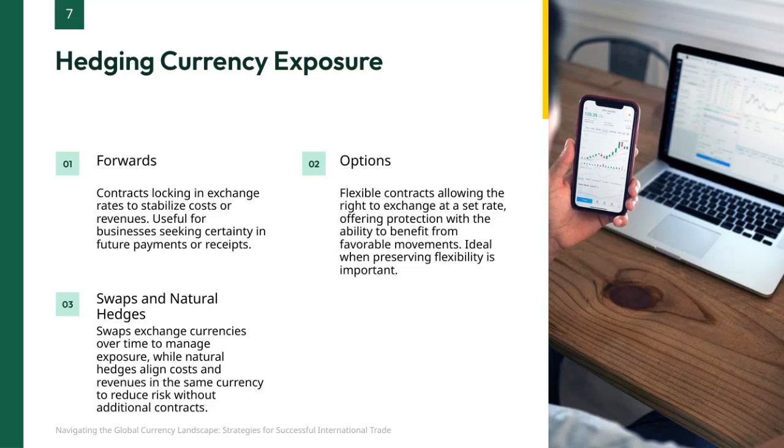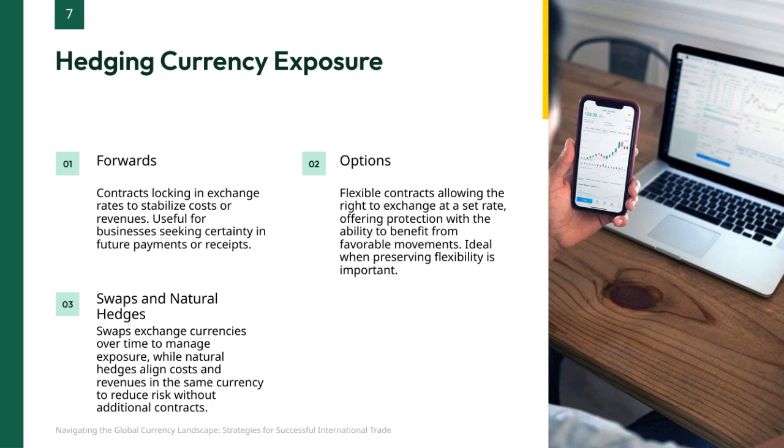Now, let's talk about hedging currency exposure and explore three main tools businesses use. First, we have forwards. These are contracts that lock in exchange rates to help stabilize costs or revenues. They're particularly useful when a company wants certainty about future payments or receipts, removing the unpredictability of currency fluctuations.